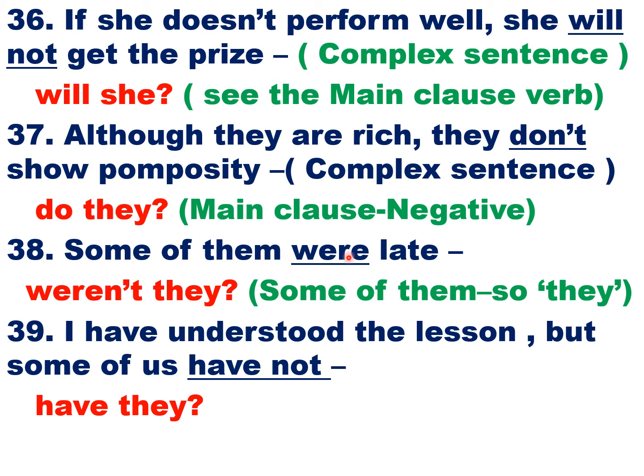Some of them were late. Positive statement, so negative tag, were, weren't they. Instead of some of them, we must use the pronoun they. I have understood the lesson, but some of us have not. See the second part, but some of us have not. Negative statement, so positive tag, have. Some is here, so the pronoun they is used here. Have they.